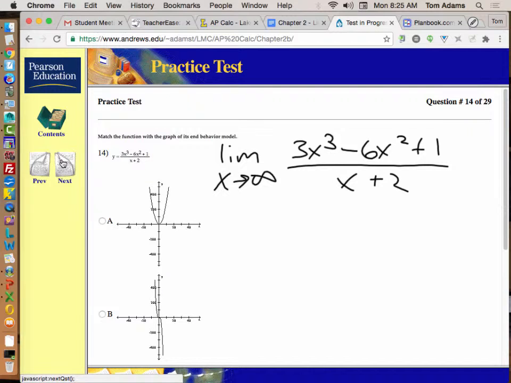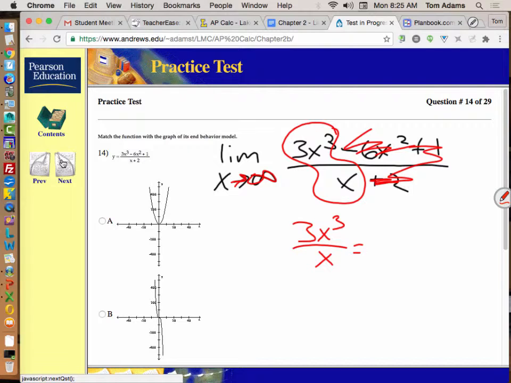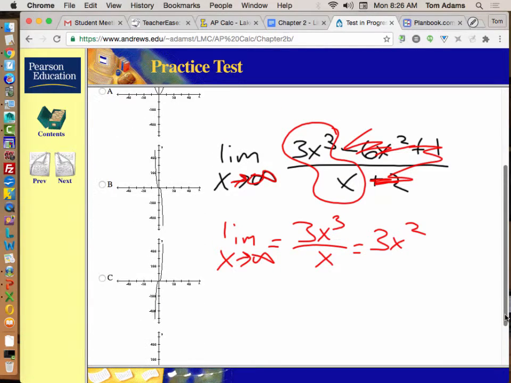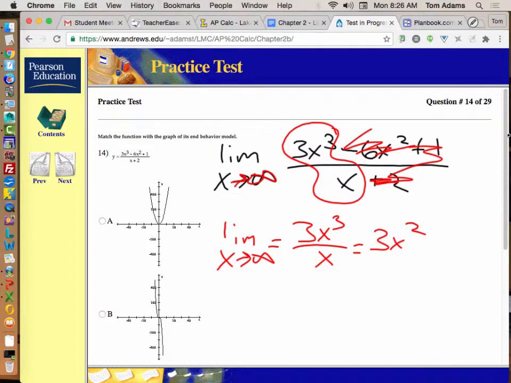Well, we said in the last problem, the only thing that really matters are these values, right? None of this matters when we're approaching infinity. If that's the case, then I've got 3x cubed over x. What does that reduce down to? 3x squared. So then we just graph 3x squared. We have to look and see if there's something that looks like 3x squared. Which one of these looks like 3x squared? A. All right. So let's see.